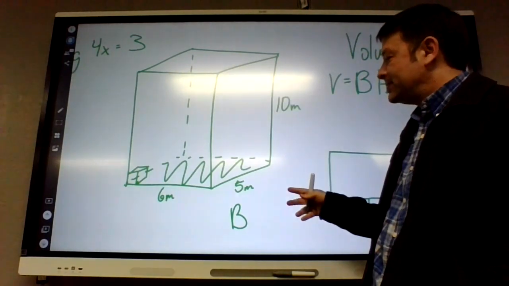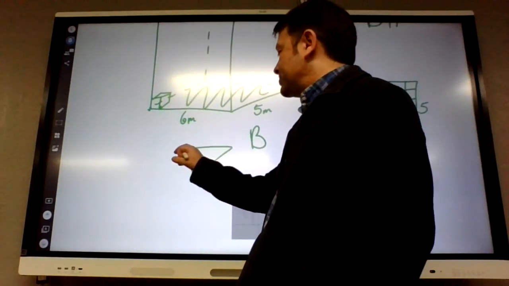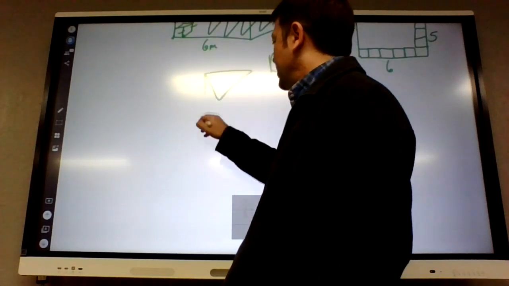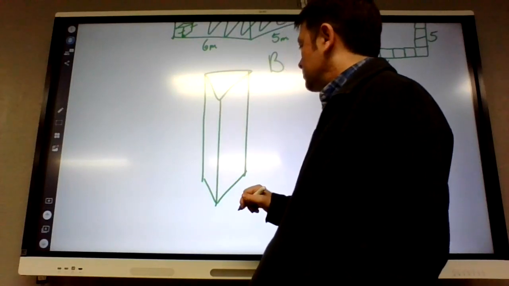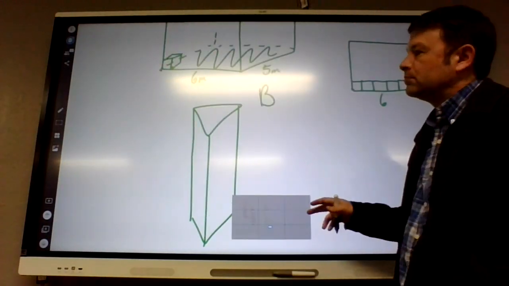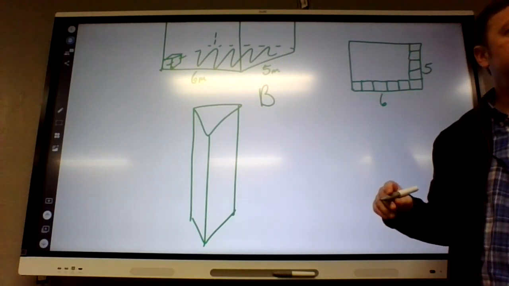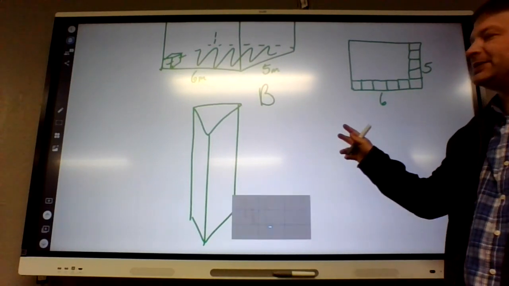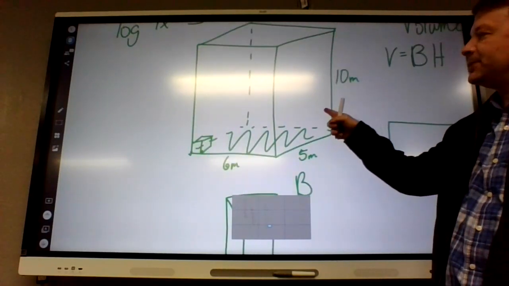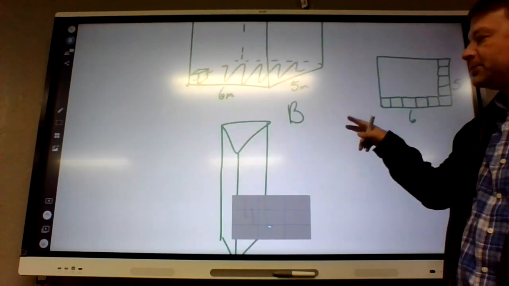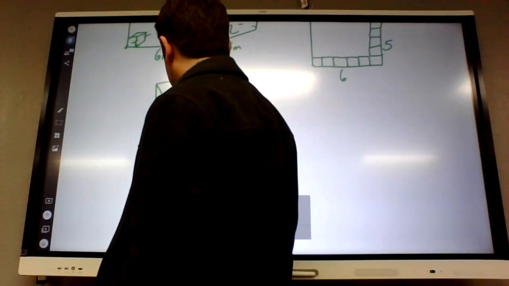Simple, easy peasy. But what if it was a triangular prism? How would we find that one? Why is it that way? Base times height. Wouldn't it just be easier to say length times width times height? I know, but like instead of BH, why? Because not every prism is rectangular. Actually, almost none of them are.